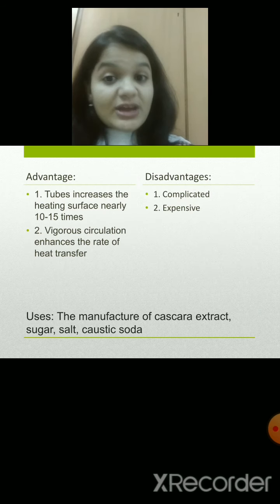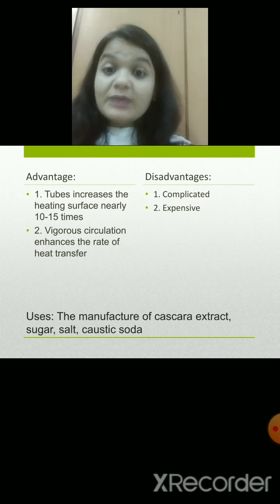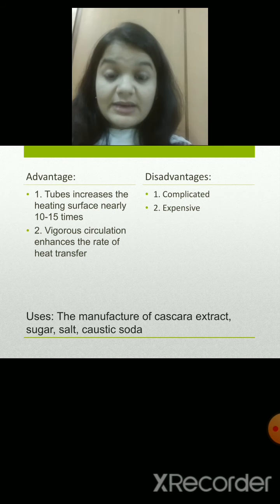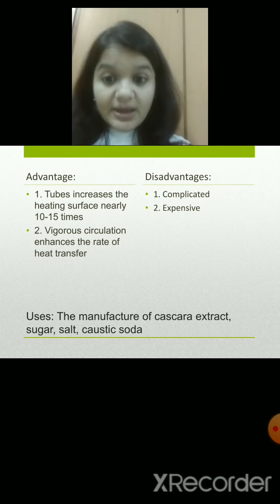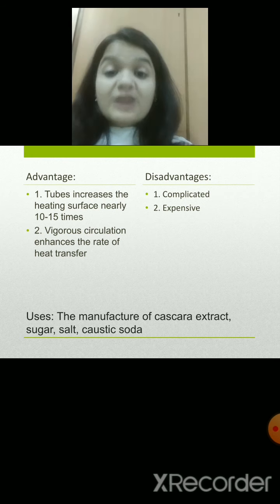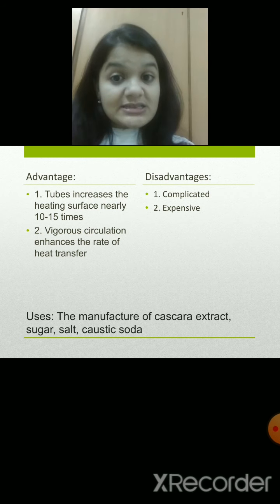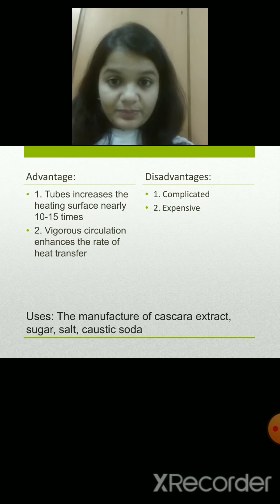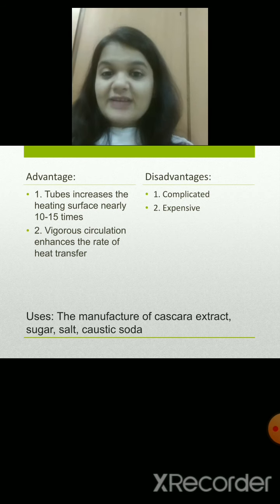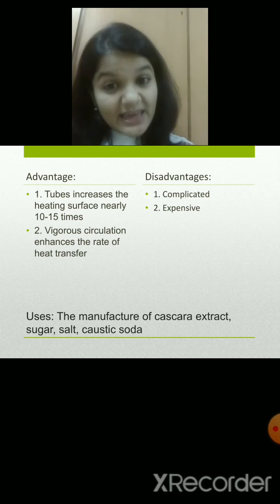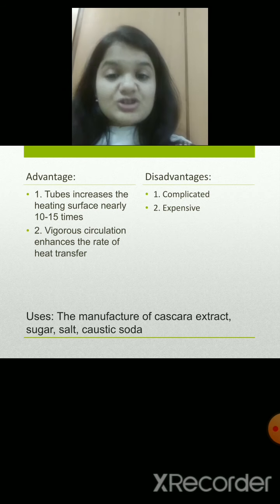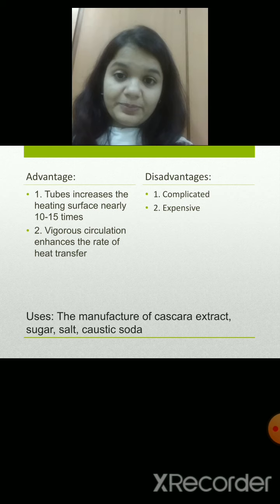Now, the major advantages of this are the tubes increase the surface area nearly, you can say, 10 to 15 times, and the vigorous circulation enhances even the rate of evaporation. But the major disadvantage is it is complicated as well as expensive. It is used for manufacturing of cascara extract, sugar, salt and even caustic soda.